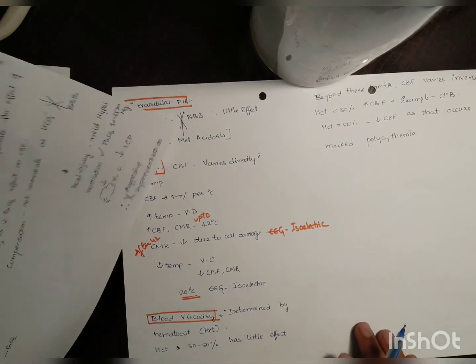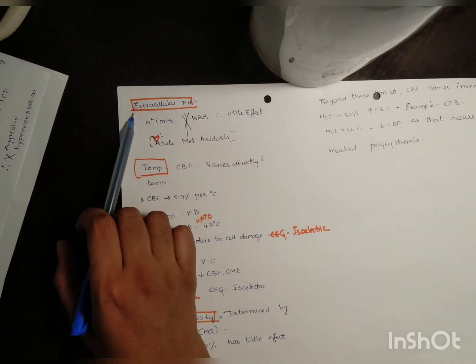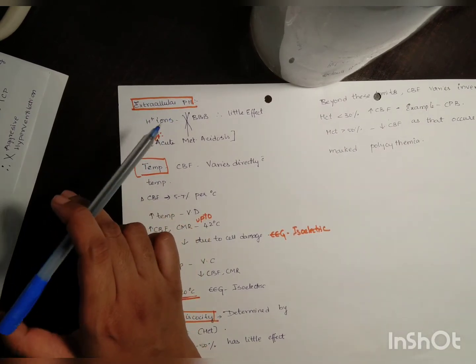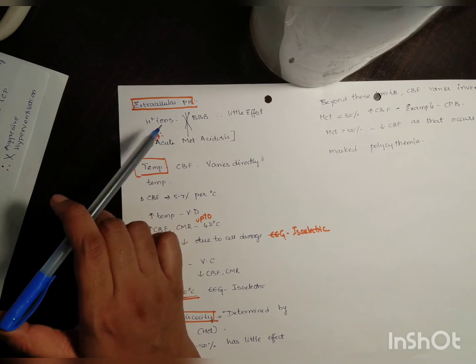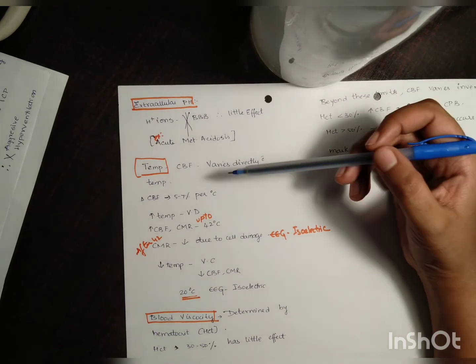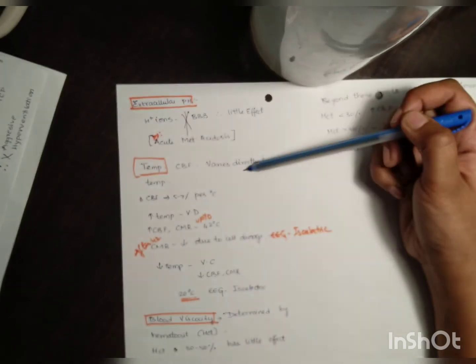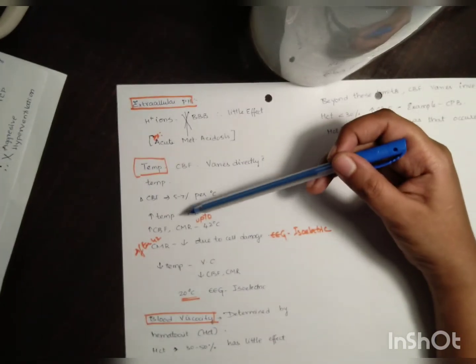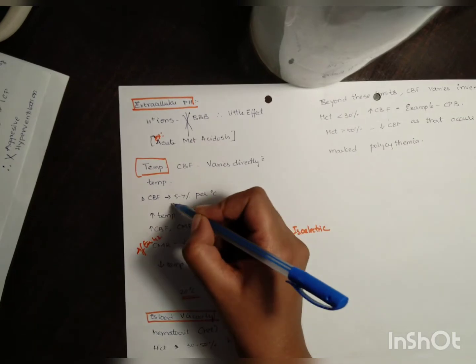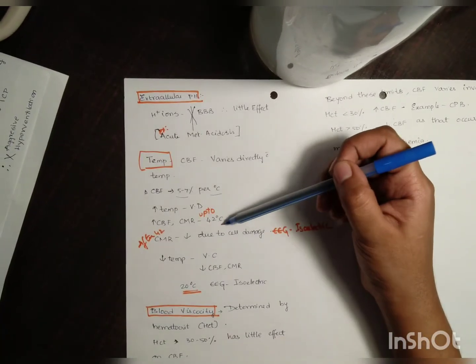Now let's see some other factors which influence the extrinsic mechanism. Here you can see the extracellular pH, that is the H plus ions. They do not cross the blood-brain barrier and there is very little effect. For example, it can be seen in acute metabolic acidosis. And then temperature. The blood flow varies directly with temperature, around 5 to 7% per degree centigrade, up to 42 degrees centigrade.